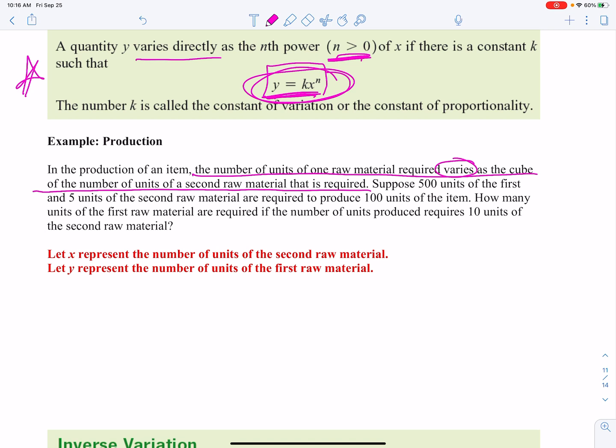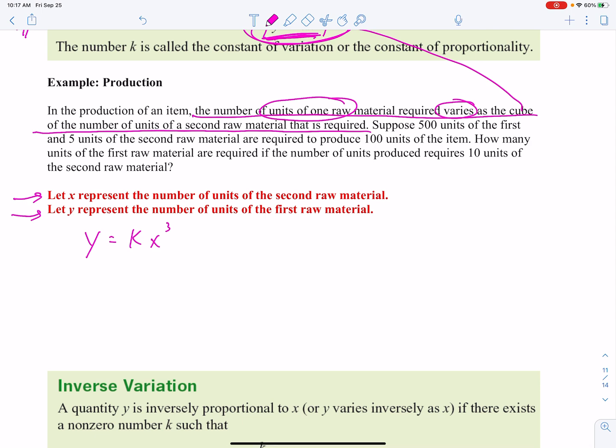So that cube means we're going to put a third power on x. Okay? So it says right here, x is going to be the units of the second material, and y is the units of the first material. So we're going to say y, the units of one raw material, varies as the cube of the second, right? So y equals k times x to the third. So the first one varies as the cube of the second one. Do you see how we wrote that? Okay, so make sure you practice these types of equations.